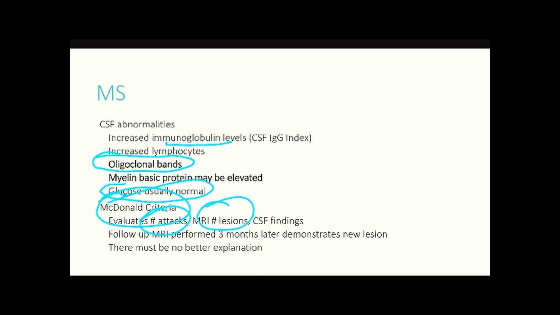Looking at the MRI number, how many lesions do I see on an MRI? The more lesions, the more plaque deformation that happens, and we get plaque formation. Or your CSF findings, are there oligoclonal bands in there? So basically, we're looking at the severity of the plaque formation, and this is the criteria for doing it. So remember McDonald's criteria for MS.